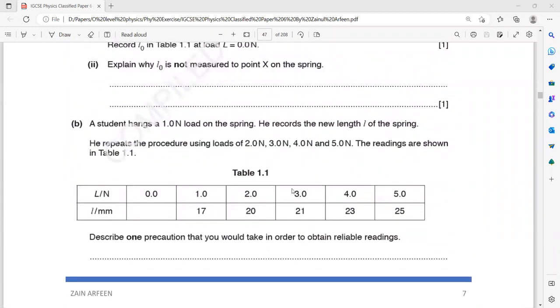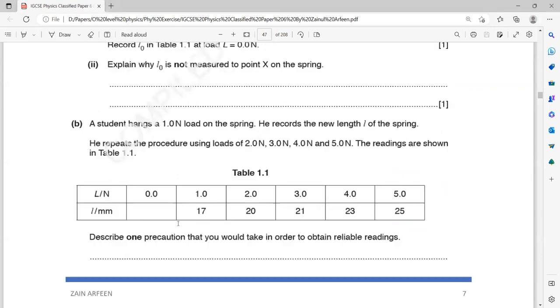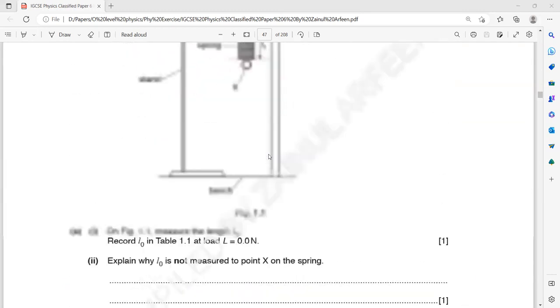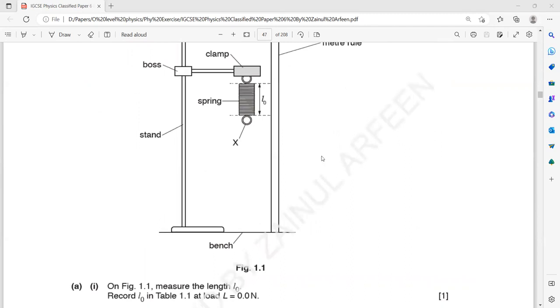Describe one precaution in order to make the result reliable. Whenever we are measuring the length of a spring, we should always look perpendicular to avoid parallax error, or we should wait for the spring to stop vibrating, because if a spring is vibrating and you try to measure the length, it won't be accurate. So usually we allow the spring to settle down and then we measure the length.